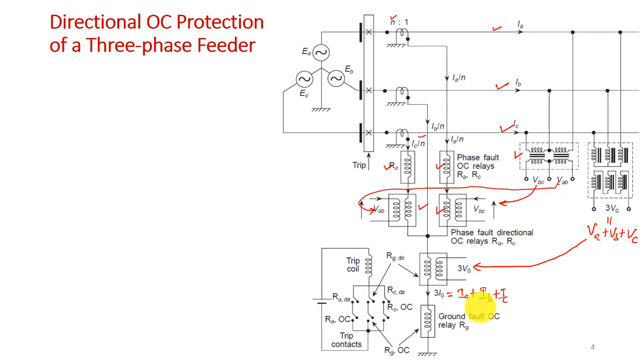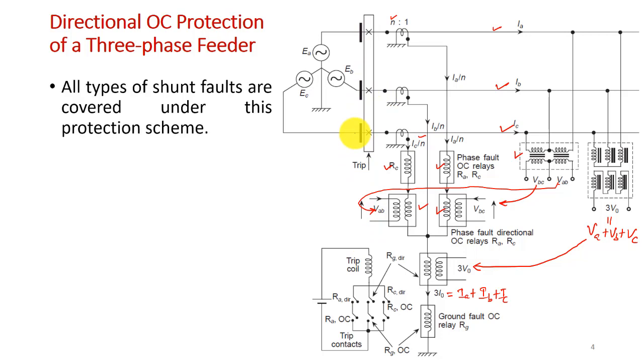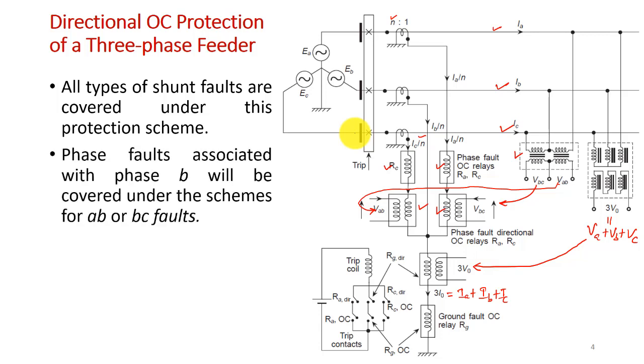So now it will excite the directional element and the overcurrent element. They will excite the trip coil contacts, and finally it will give the trip signal to the circuit breaker. Circuit breaker is connected here, right? So all types of phase faults and the ground faults are covered under this protection scheme.